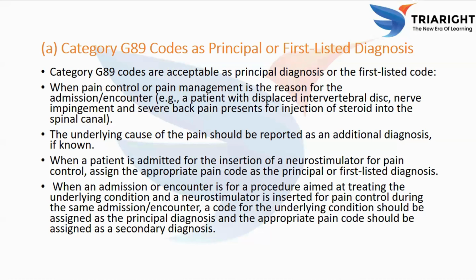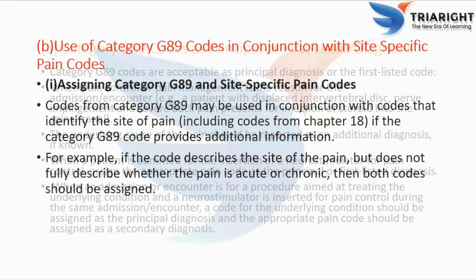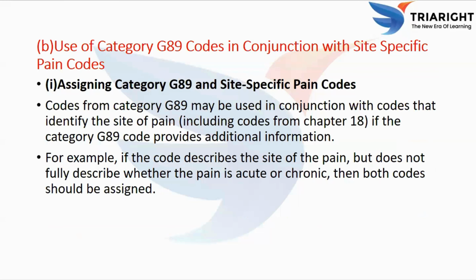So this is about how and when you have to use G89 codes as principal and first listed diagnosis, right? So coming to the next one: use of category G89 codes in conjunction with site-specific pain codes. Sometimes one code alone does not give you enough information about the patient's pain. You have to give 2 to 3 codes sometimes to give the proper explanation about what he is feeling. So ICD-10 allows you to use G89 codes and also the site-specific pain codes.